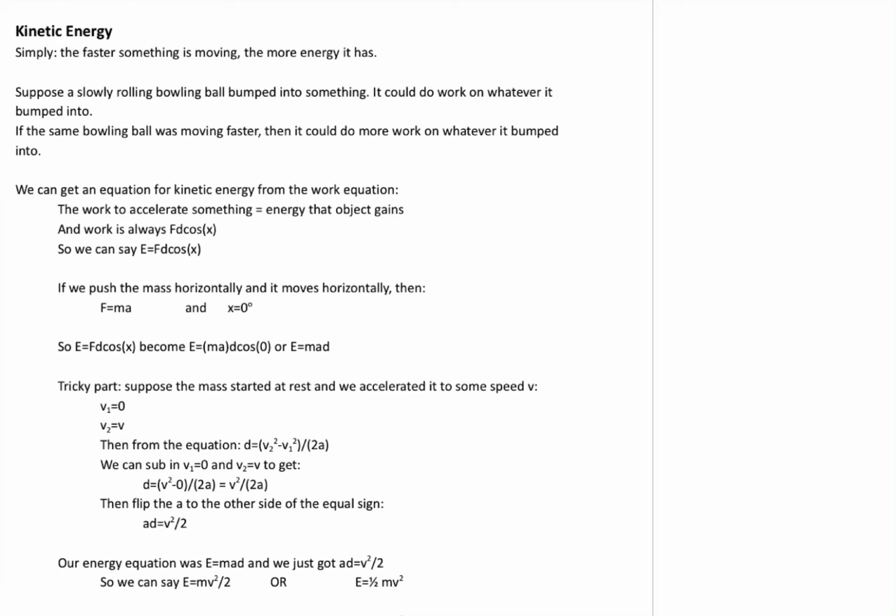Gravitational energy was related to height. Kinetic energy is related to speed. If the bowling ball was rolling slowly and bumped into you, it could do a bit of work on you. But if the same bowling ball was moving faster, when it bumped into whatever it bumped into, it could do more work. So logically from that, faster equals more work equals more energy. We're going to use that work energy theorem again. The work done to push something and get it moving, that equals the energy that it gains. So since work equals FD cosine the angle, the energy is FD cosine the angle.